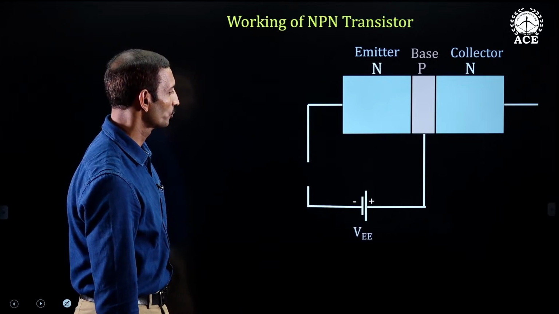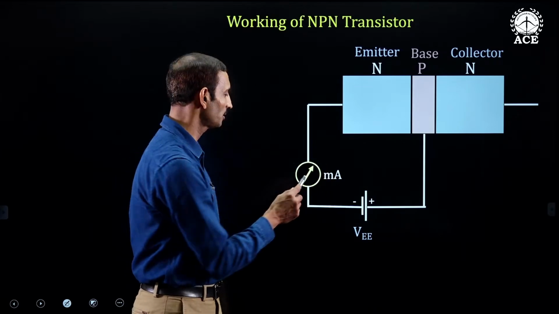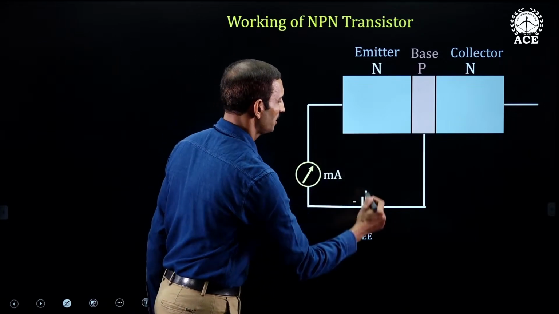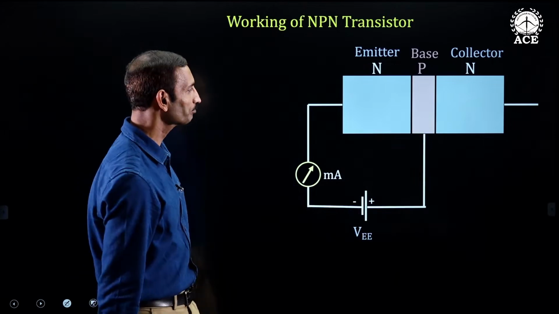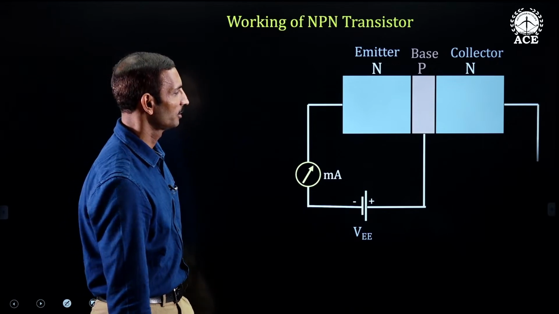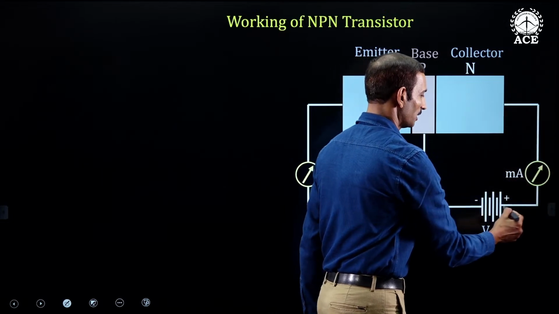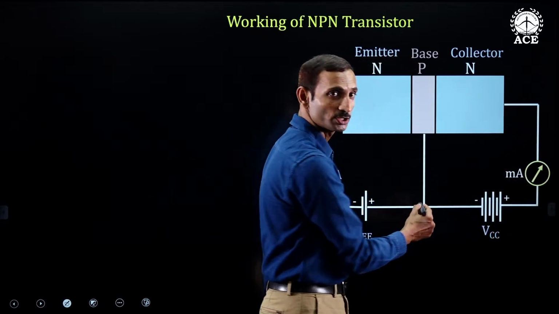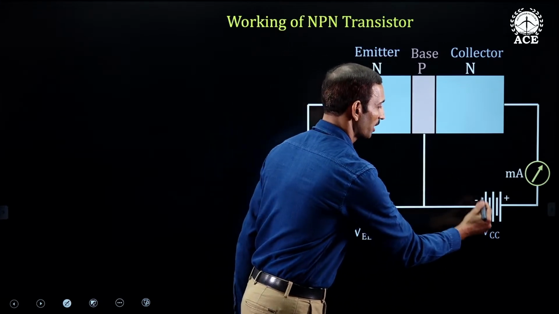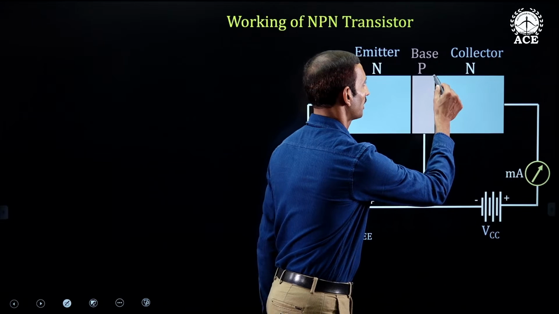Right, the emitter base junction is forward biased. How do we do it? We connect this way, and we want to measure the current, which we call the emitter current, by means of a milliammeter, that is this one. The negative terminal is connected to the N side and the positive terminal to the P side. And we would be reverse biasing the collector base junction, just like this. The collector, which is N, is connected to the positive terminal, and the base, which is common to both sides, is connected to the negative terminal. Understood? So this is reverse biasing of the collector base junction.